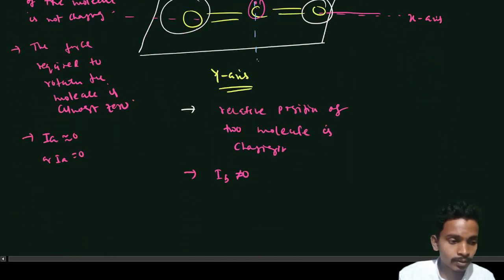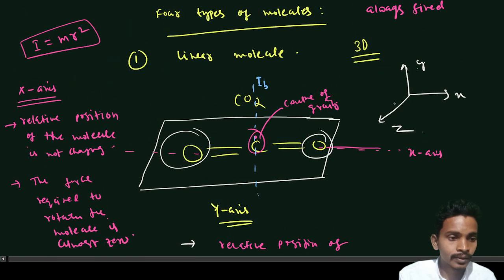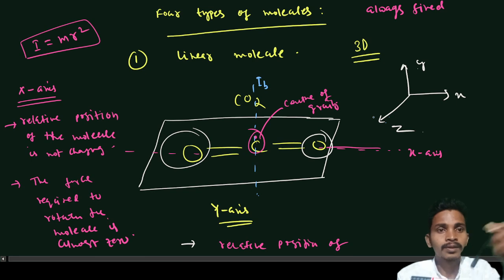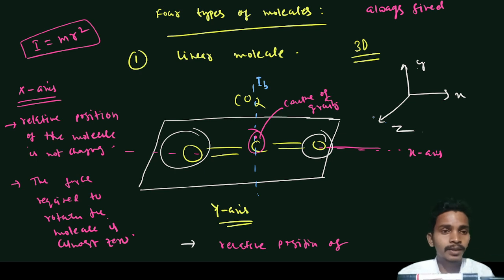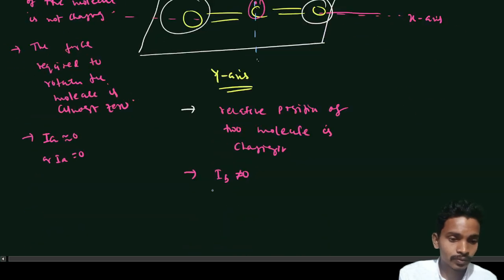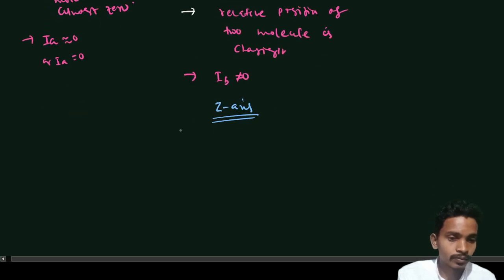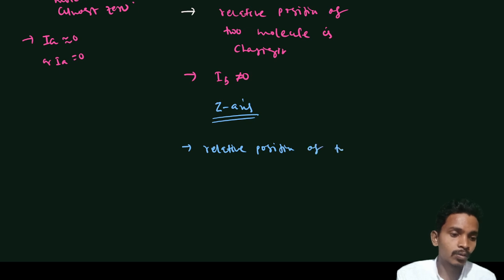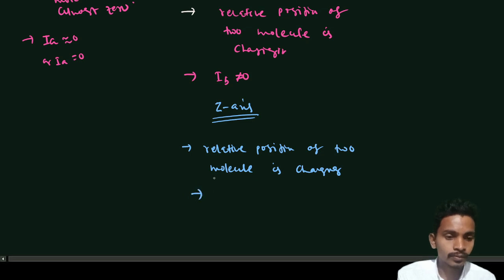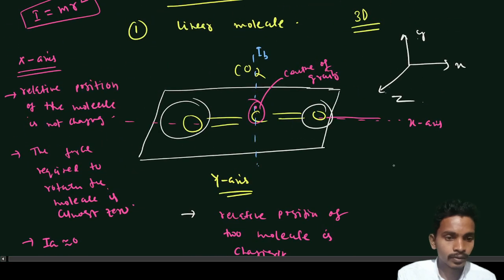Okay, let's discuss IC. So IC is along the z-axis. This is the x-axis, this is the y-axis, and this is the z-axis. If I rotate along this direction, I will rotate like this. Here also the mass of this oxygen is changing. So along the z-axis also, the relative position of the two molecules is changing. So IC also is not equal to 0. So this is along IC, I can say.